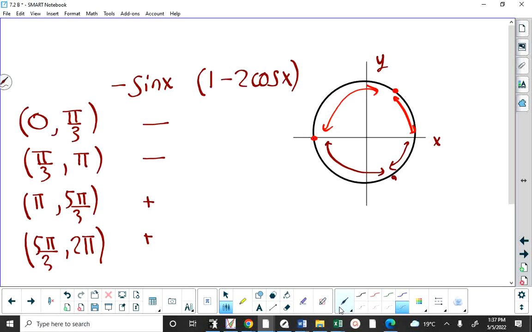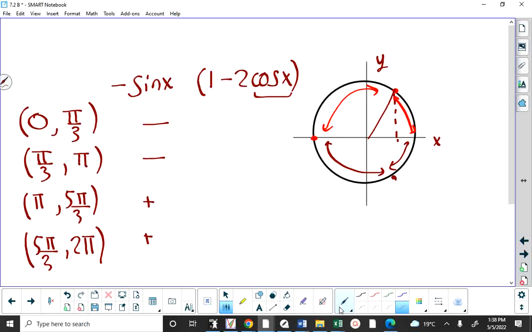I can't really, right now, wrap my head around whether this is positive or negative in the same way. I can kind of show you what my thinking is. In this first region, cosine is a positive number. I'm going to think this through. Cosine is a positive number more than a half. If you don't get this, just use your calculator. So if this is a number more than a half, 2 times it will be a number more than 1. 1 minus that number bigger than 1 will be negative.